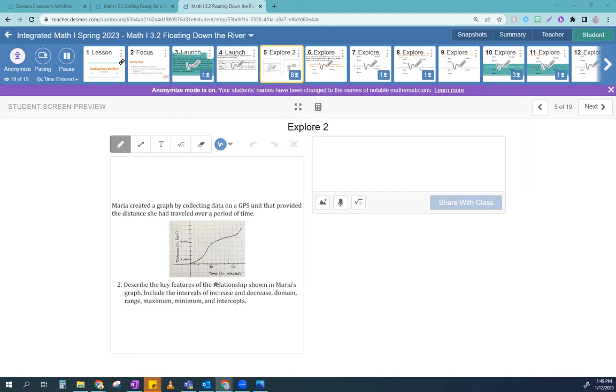Your maximum literally means the highest point. Do you have a highest point? In this graph, do we have a highest point? And someone says, yeah, Ms. Johnson, we have a highest point. Okay, good. Where is my highest point? Yeah, it's at the top.